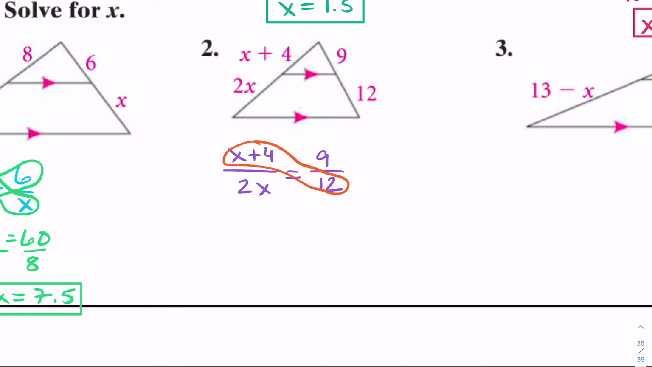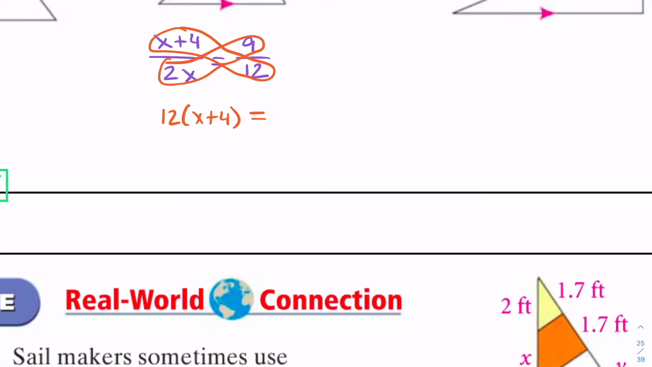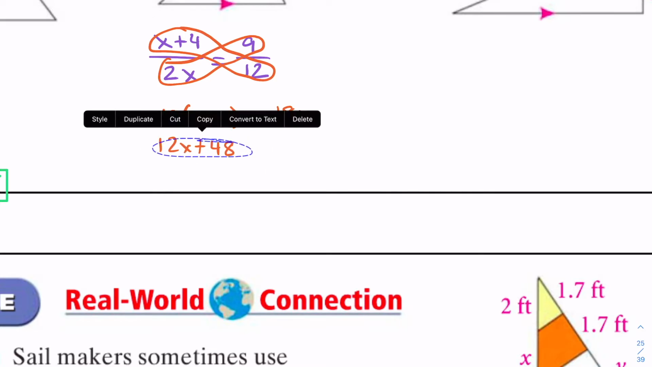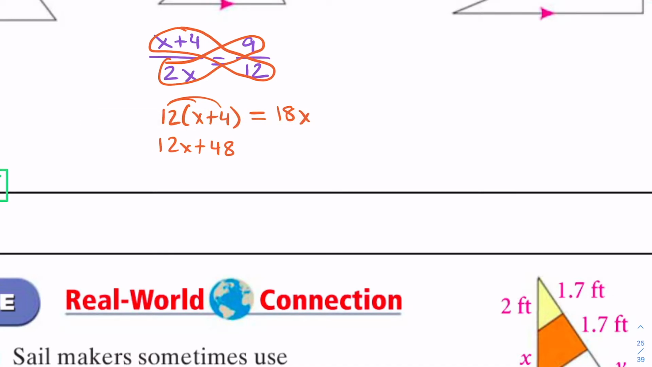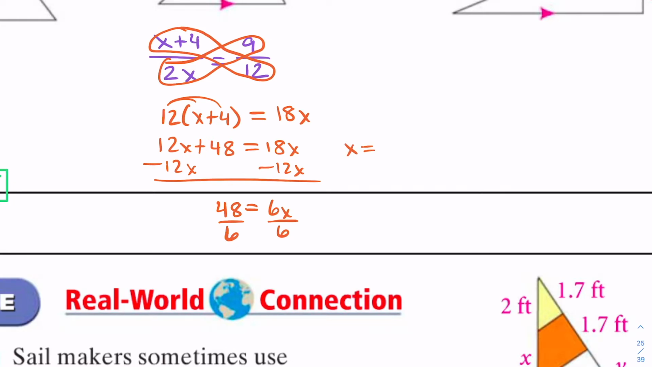So 12 times x plus 4 equals 18x. So 12x plus 48, distribute, equals 18x. Take away 12x from both sides. 48 equals 6x, divided by 6. 6 times 8 is 48, so x equals 8.